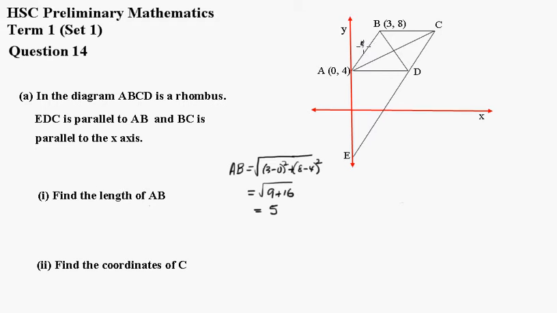If AB has a length of 5, this means BC must have a length of 5. So the coordinates of C, because this is parallel, makes it 3 plus 5, 8. The coordinates of C are 8, 8.